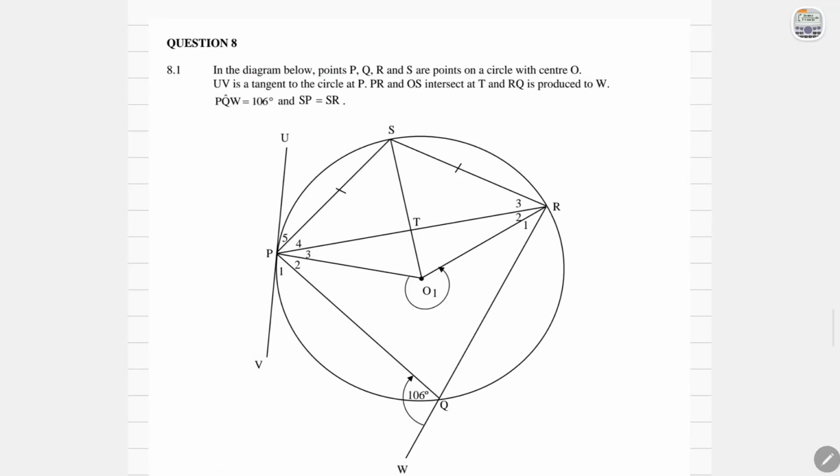Question 8 says, in the diagram below, P, Q, R, and S are points on a circle with center O.